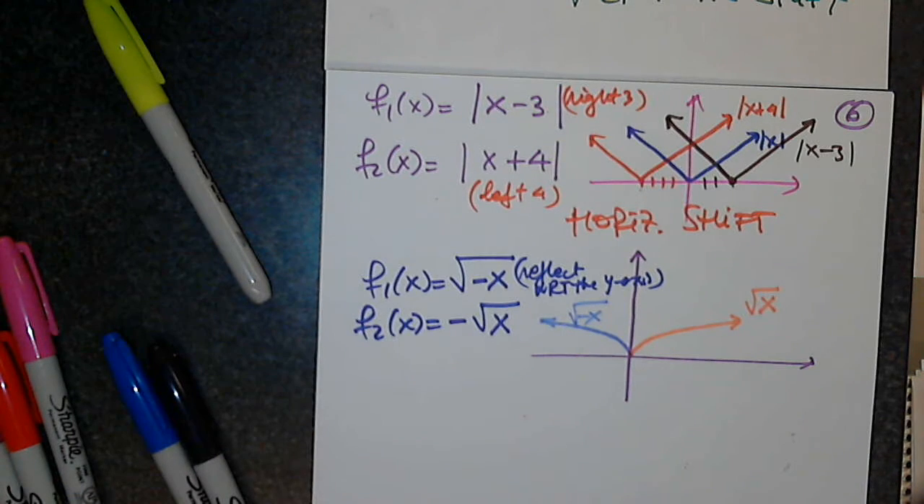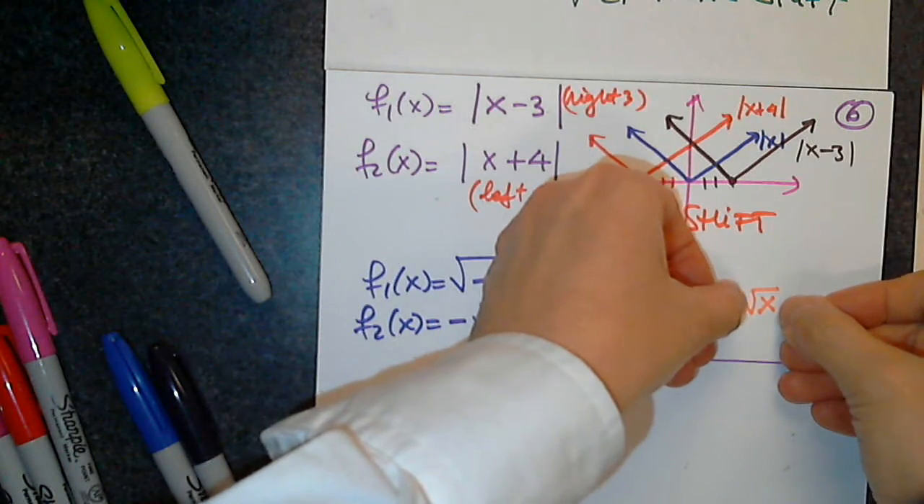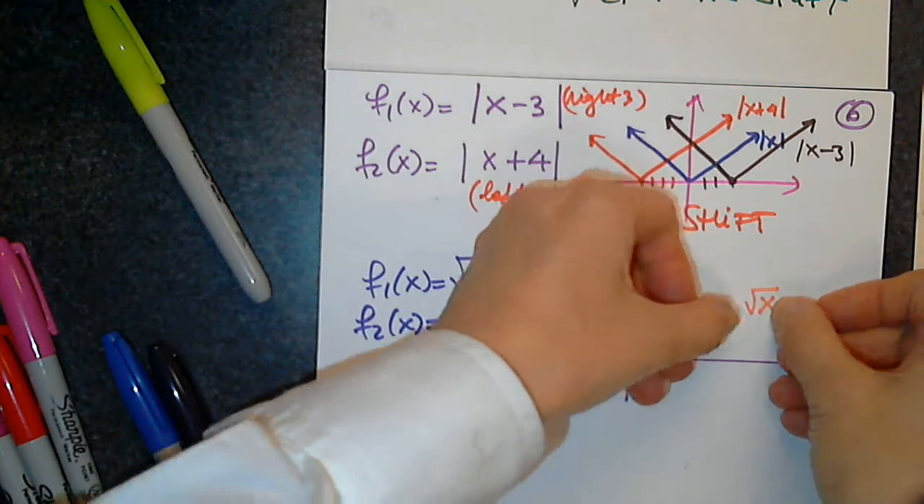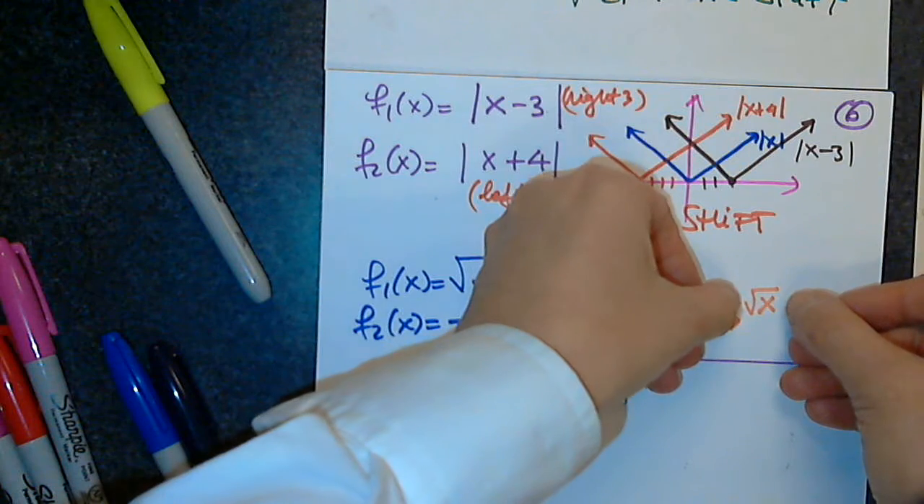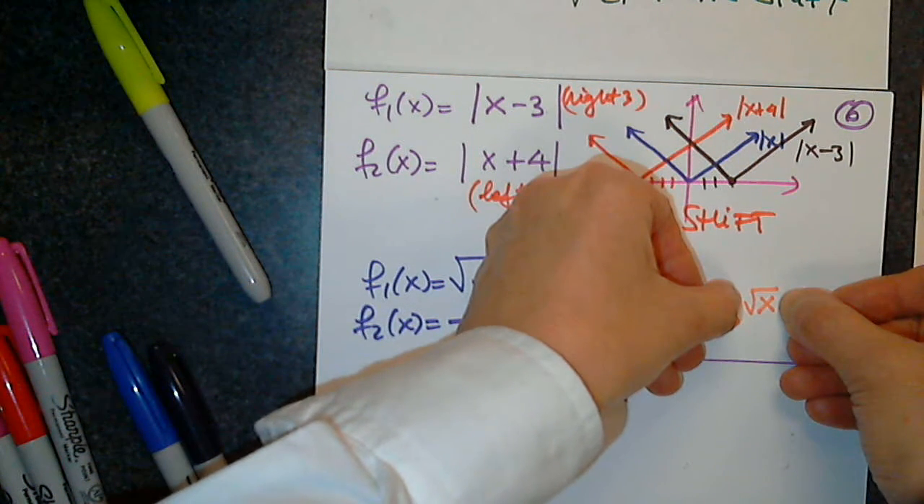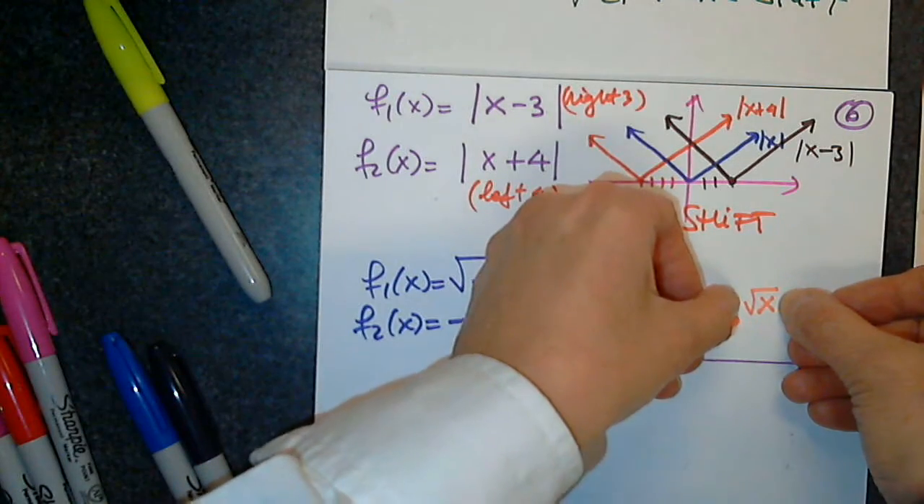Respect, when I change x into negative x, it's a reflection with respect to the y-axis. Now, stay with me. Am I changing x? No. So this is the y value, which is the square root of x, or f of x, right? This is the y value.